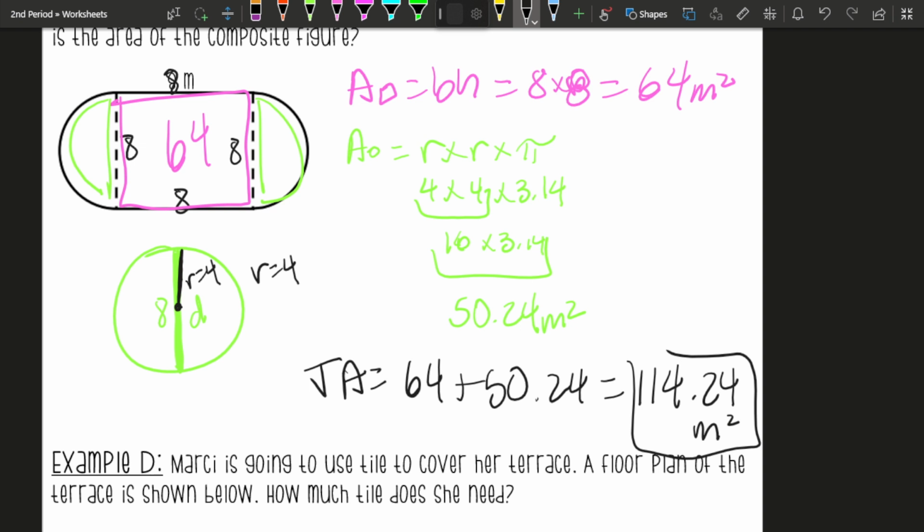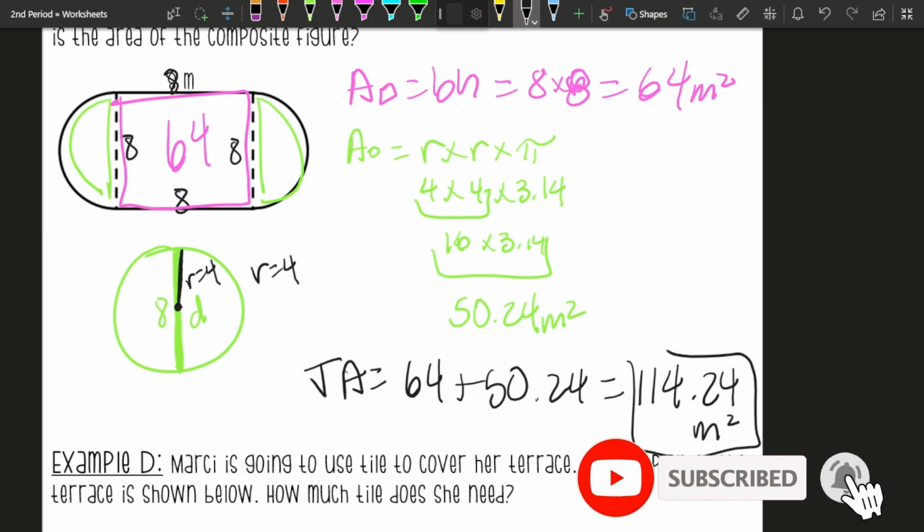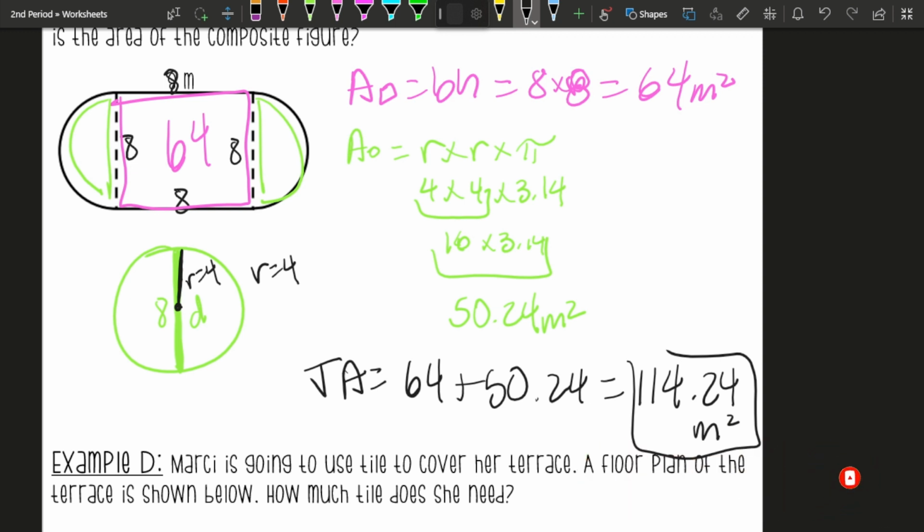Just a recap, we relearned how to find the area of rectangles, squares, parallelograms, triangles, trapezoids, and circles. We use that knowledge to be able to break the figures, find missing lengths, and find the area of composite figures.